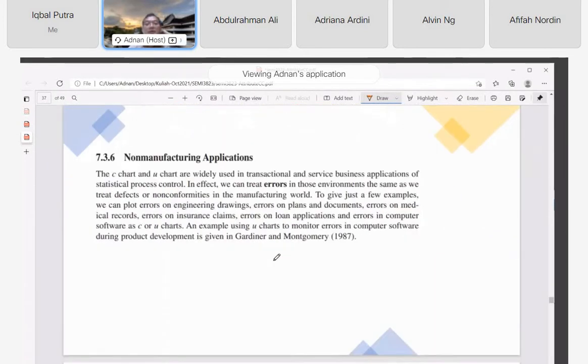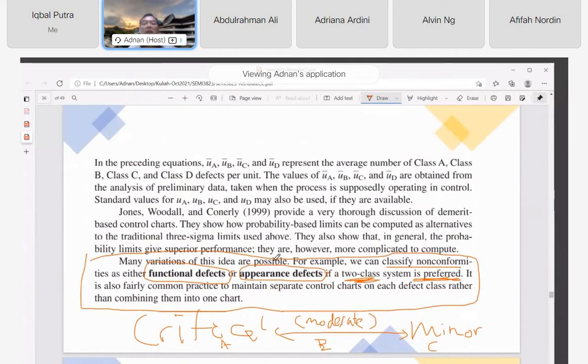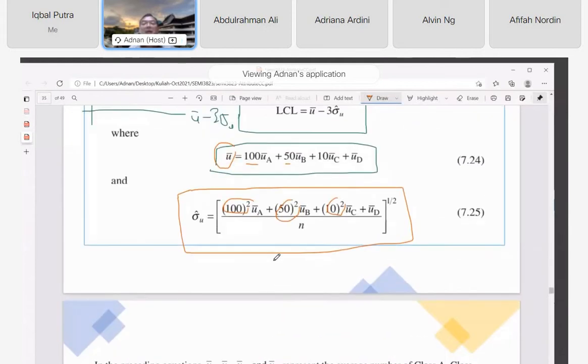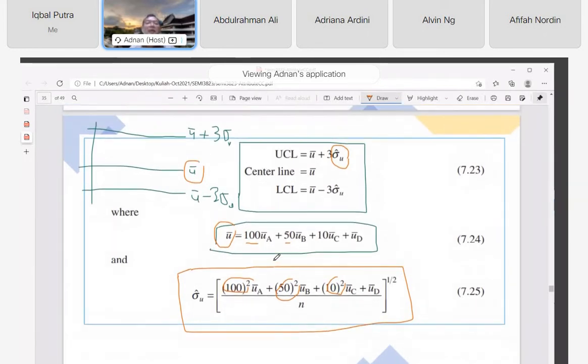Alright, so let's look at, okay, we don't have an example in your textbook for this one, but anyway, I will try to find an example for you to understand better. The difficulty that you may have is confusion about where to get the sigma here, this sigma u.